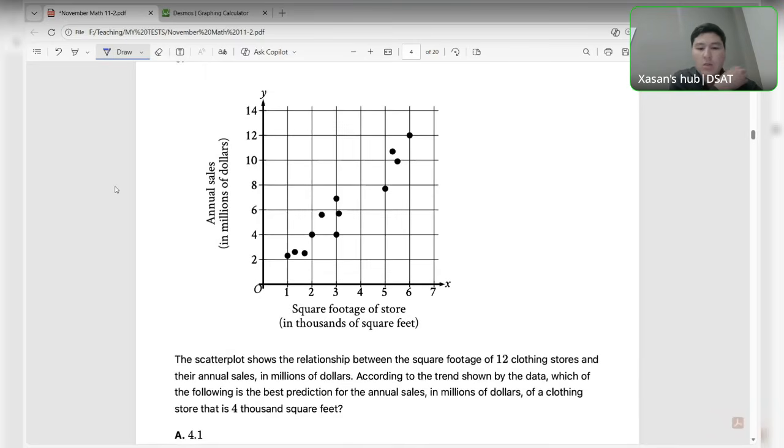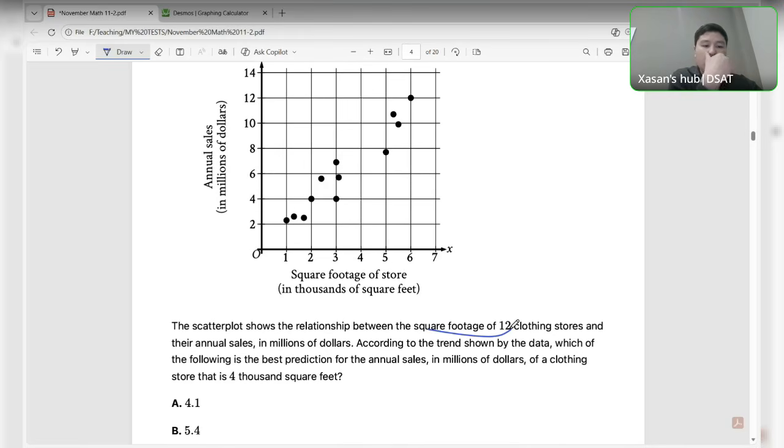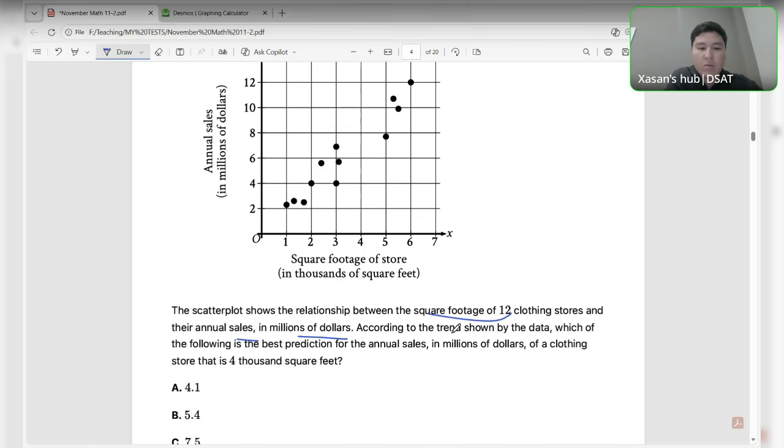And question 6. The scatter plot shows the relation between the square footage of 12 clothing stores and their annual sales in millions of dollars. According to the trend shown by the data, which of the following is the best prediction for the annual sales in millions of dollars of a clothing store that is 4,000 square feet?